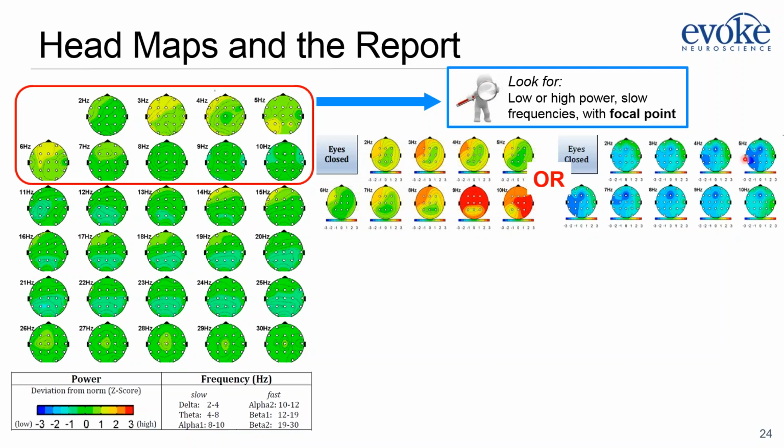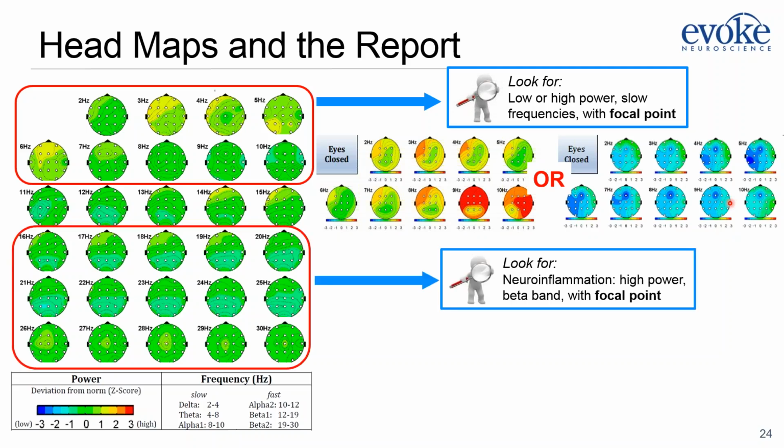See how it's only in this specific area. It's not diffuse and covering the whole brain. Now, additionally, we can look in our fast frequencies, and in our fast frequencies, we're really looking for neuroinflammation.